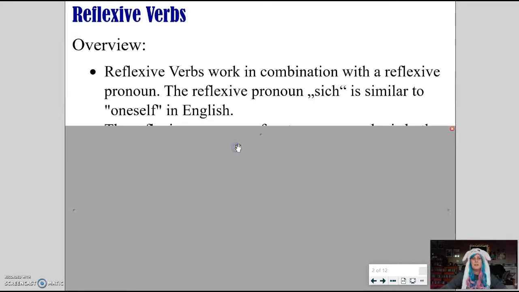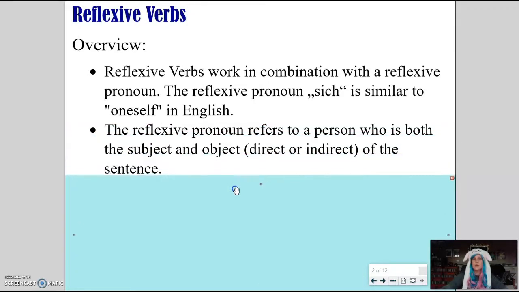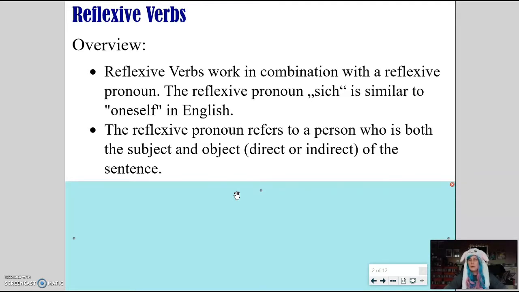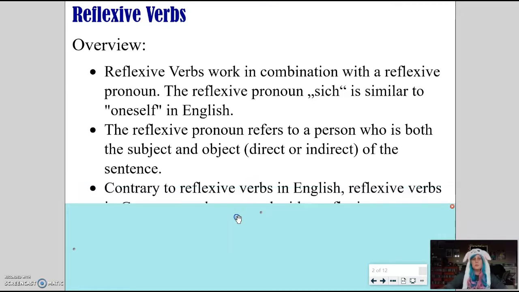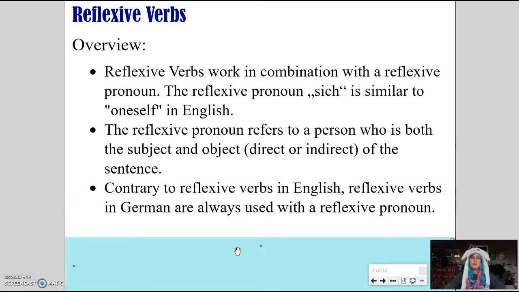The first thing that you need to understand is that reflexive verbs work in combination with a reflexive pronoun. The reflexive pronoun sich is similar to "oneself" in English. The reflexive pronoun refers to a person who is both the subject and object, both direct or indirect, of the sentence. And contrary to reflexive verbs in English, reflexive verbs in German are always used with a reflexive pronoun. So we're going to explore each of these points throughout this lesson.